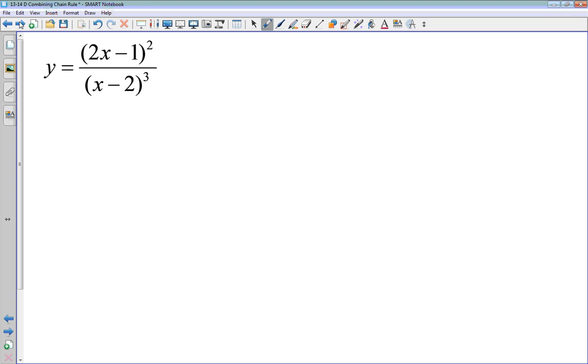So we can rewrite our function as 2x minus 1 squared times x minus 2 to the negative 3. So we've turned our quotient rule question into a product rule question. And we're really good at using the product rule because we've just done it twice. Now, there are going to be some cases where you might actually have to use the quotient rule, but I think most of the time, if you see something like this, hey, just use the product rule.